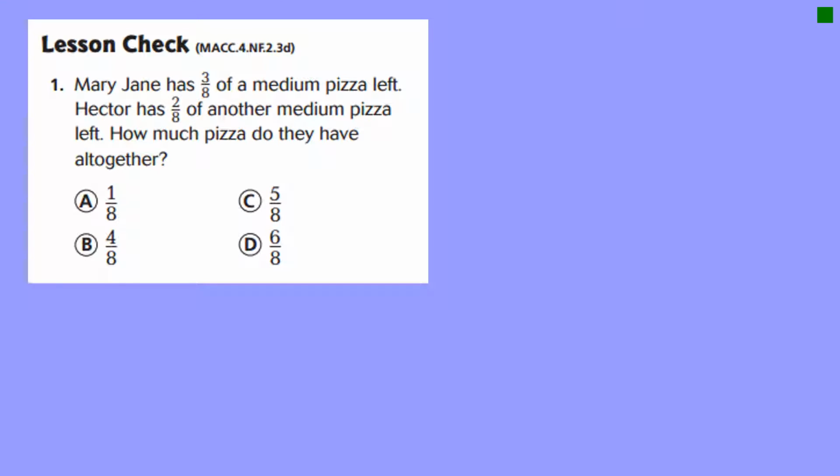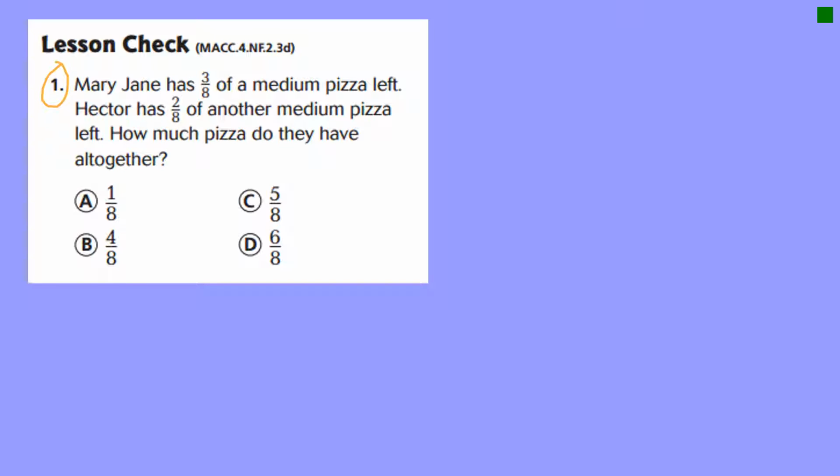All right, boys and girls, this is awesome. We are already on the back. All right, this is about Mary Jane. A lot of food in this chapter, right, boys and girls? These fraction chapters always have food in them. All right, here we go.